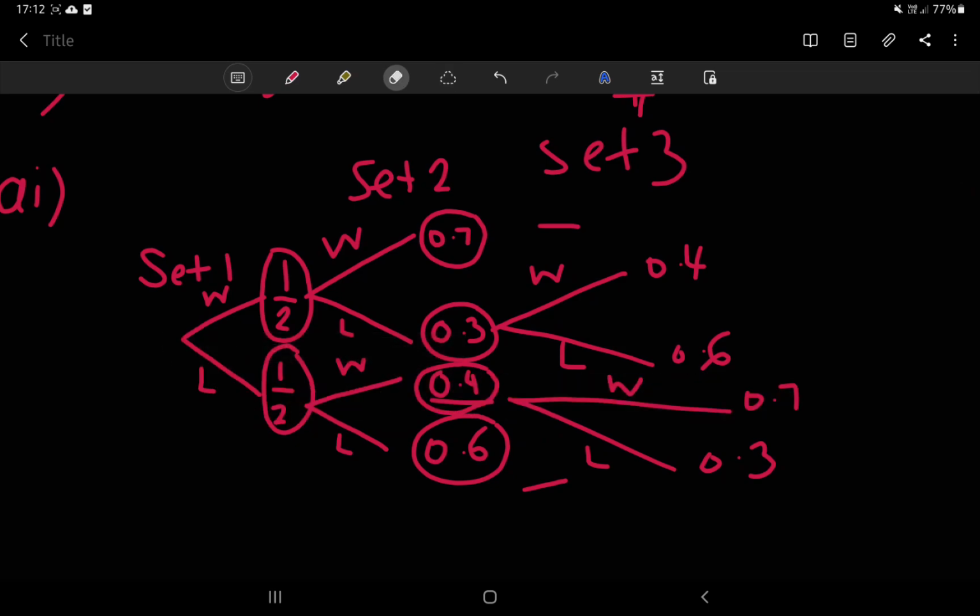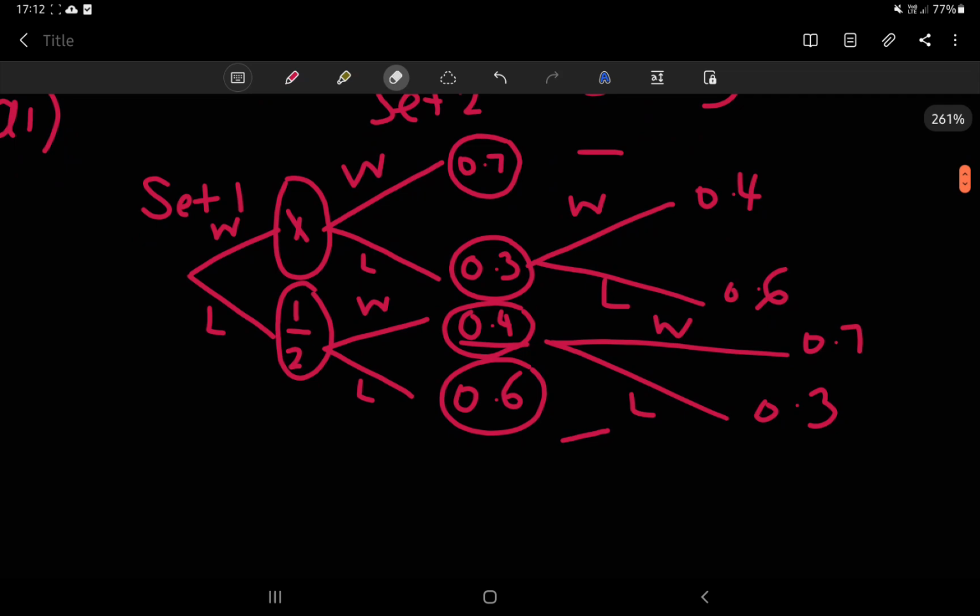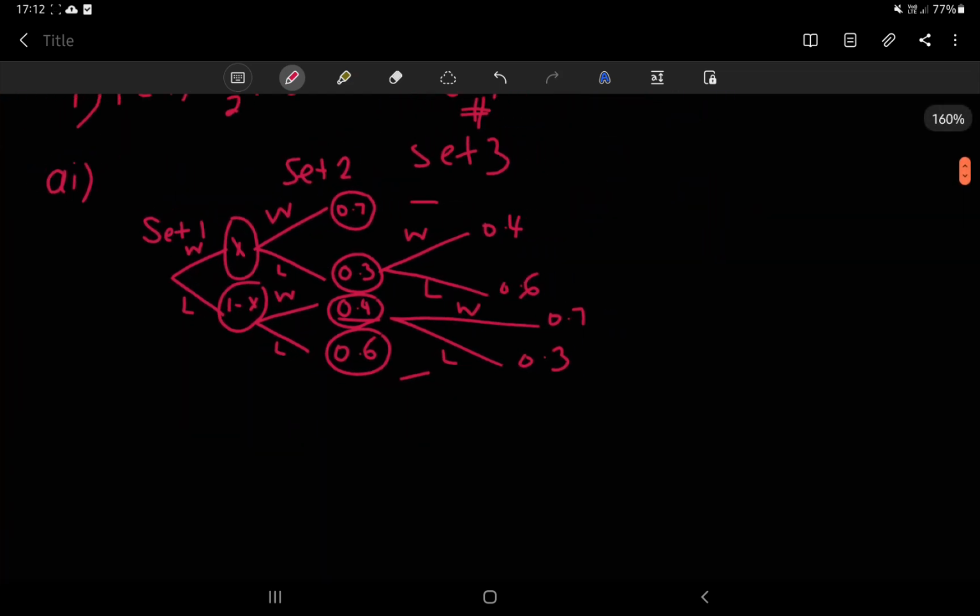What I am required to change is this: we assume that the probability of winning the first set is x. Then the probability of losing in the first set is 1 minus x. So 1 minus x, like that. Cool.